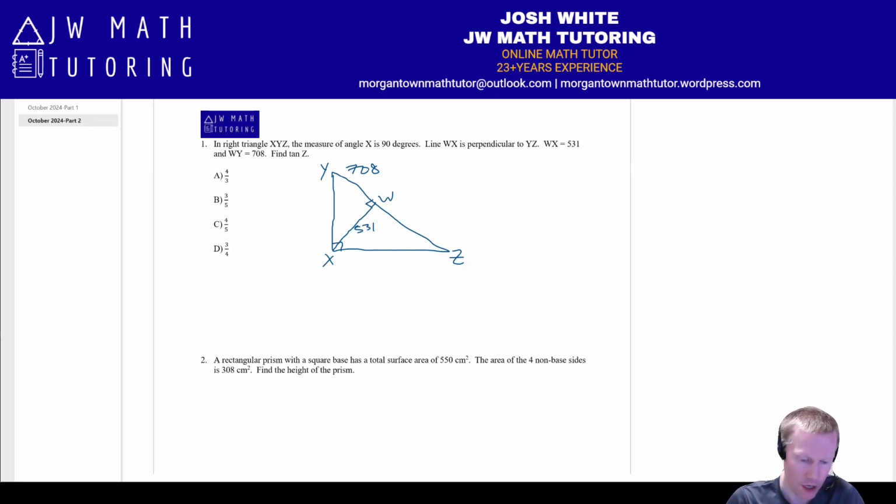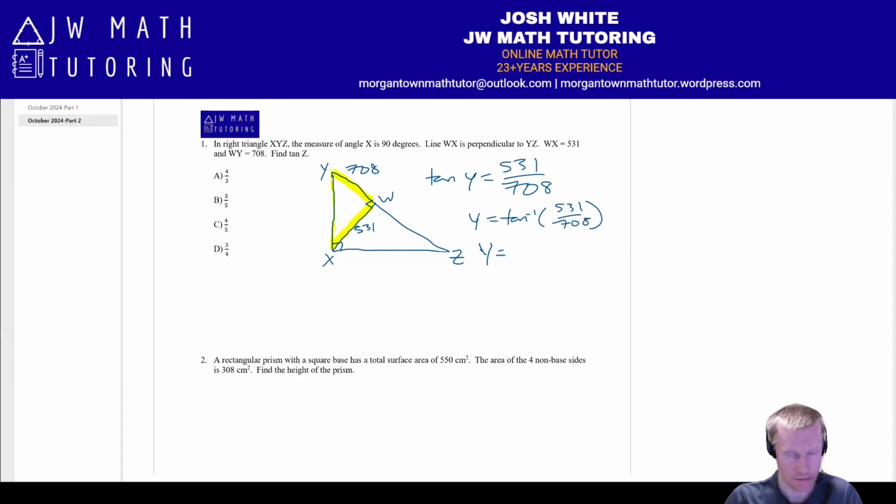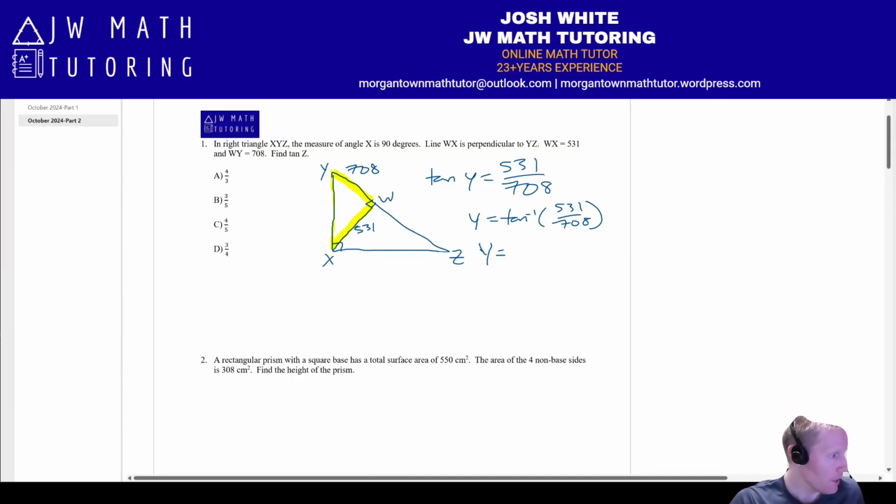One way is, looking at this small triangle at the top here, XYW, the tangent of angle Y is equal to its opposite side over its adjacent side. Therefore, Y is just equal to the arctan, or inverse tan, of that ratio. So if I go to Desmos and do that, that'll give me the measure of angle Y. And then Z is just going to be 90 degrees minus that. And then after that, I can just take the tan of angle Z and get my answer.